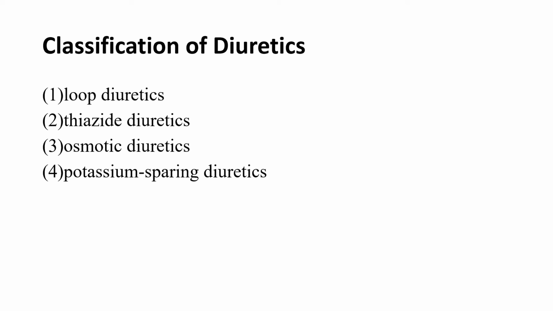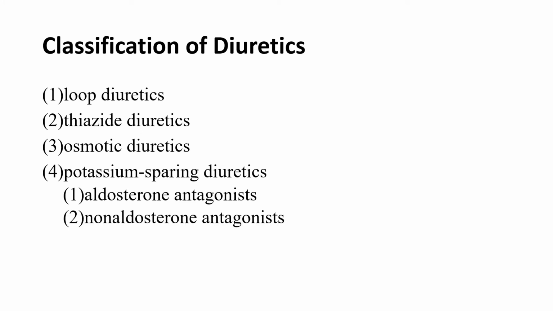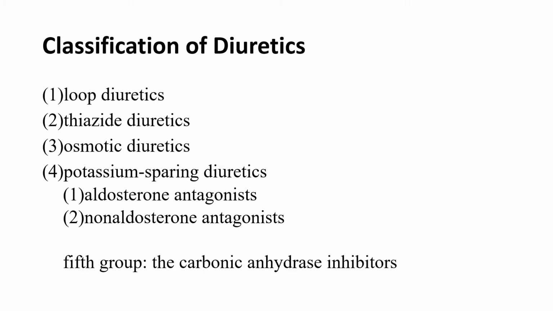So the last group, the potassium-sparing, can be subdivided into aldosterone antagonists, such as your spironolactone, and your non-aldosterone antagonists, such as your triamterene. In addition to the four major categories of diuretics, there is a fifth group, the carbonic anhydrase inhibitors. Although the carbonic anhydrase inhibitors are classified as diuretics, these drugs are employed primarily to lower intraocular pressure and not to increase the urine production.